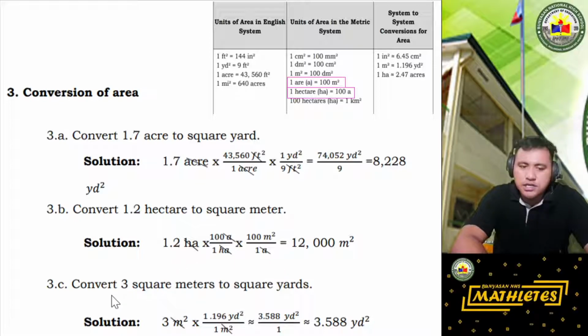Okay. Another is convert 3 square meter to square yard. No? Square yard.